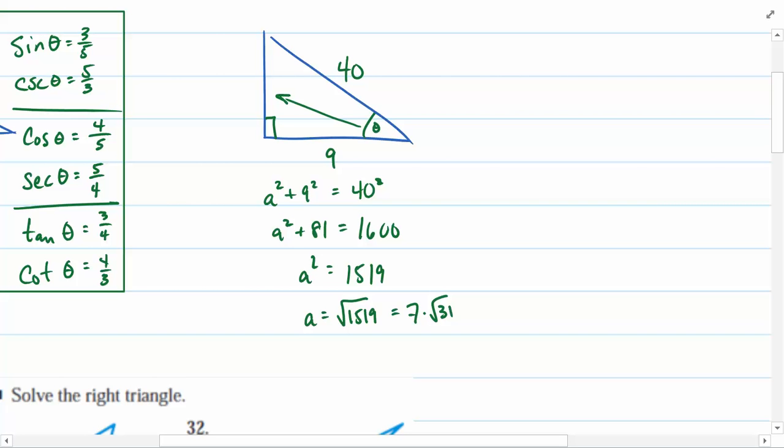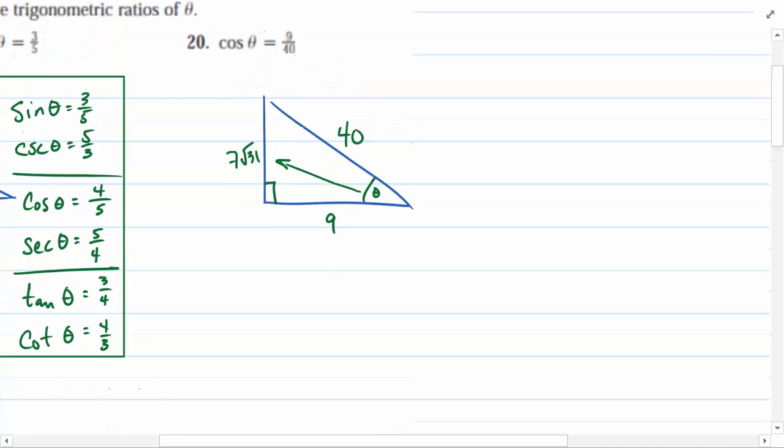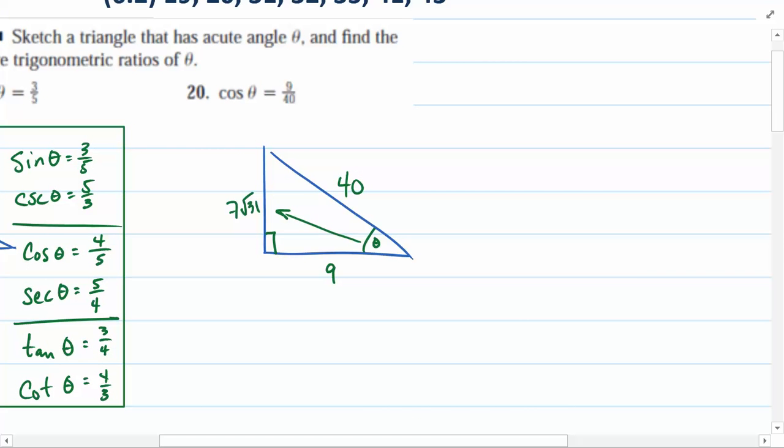That'll take up a little bit less space. And it's helpful to have the reduced radical whenever possible. So we used the Pythagorean equation to simplify these data points. We can now find the rest of our functions. I should say our ratios.